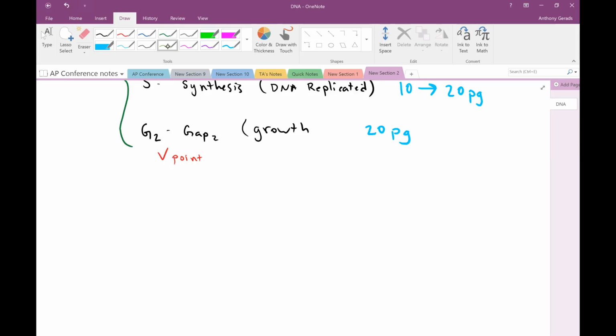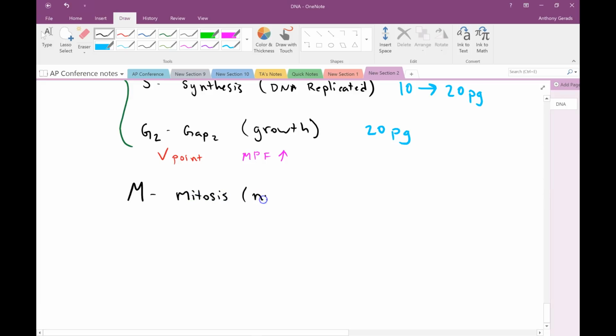After G2, it's mitosis. But something's got to signal it to happen. There's a certain chemical that starts increasing in levels that says, hey, it's time to divide. This mitosis promoting factor, or MPF. MPF goes up, and now it's ready to go into the M phase, or mitosis.